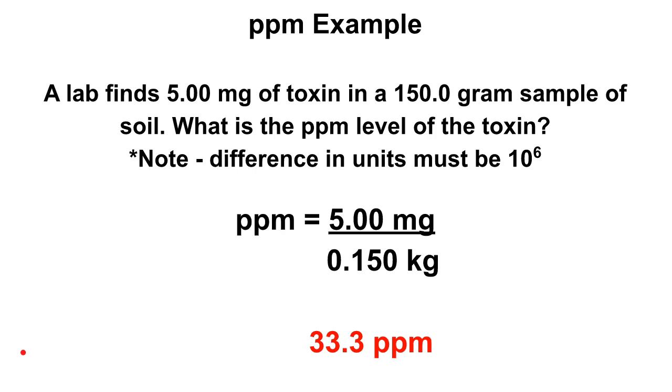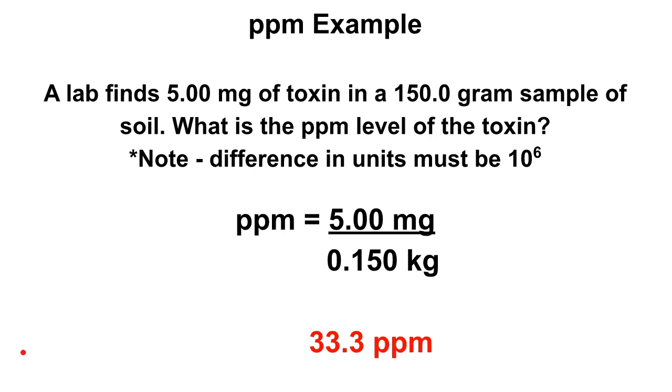I could convert the milligrams into micrograms so that then I'm reporting micrograms and grams, or I can keep the milligrams and take the grams and turn those into kilograms, because milligram to kilogram is 10 to the 6 and microgram to gram is 10 to the 6 if you look at the difference between the units. So in this case, I moved the grams into kilograms and did the ratio. So I have 5 milligrams divided by 0.150 kilograms. And if you calculate that, it comes out to 33.3 ppm.